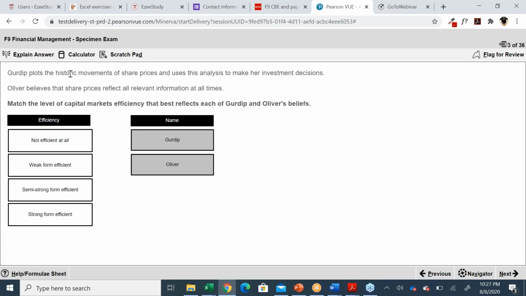Gurdeep plots the historic movements, and I'll first ask you people to answer, and then I'll answer this question. Gurdeep plots the historic movements of share prices and uses this analysis to make her investment decision. So what Gurdeep does is she just looks at the historic trends of the share price, and then takes a decision. For example, if she feels that the share price of a company has gone so much down that from there it will only go up, right? So now she's buying this share assuming that the share price will go up.